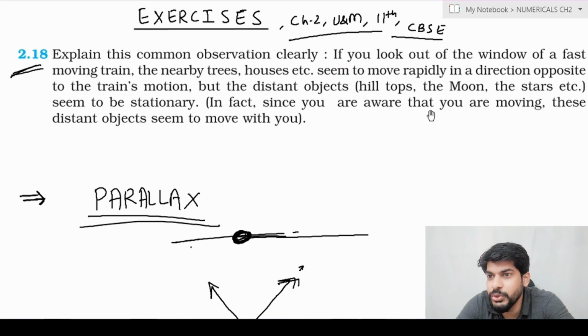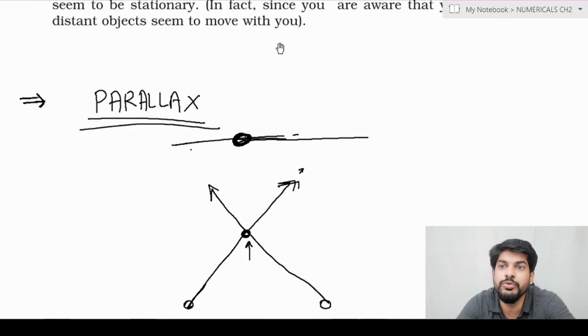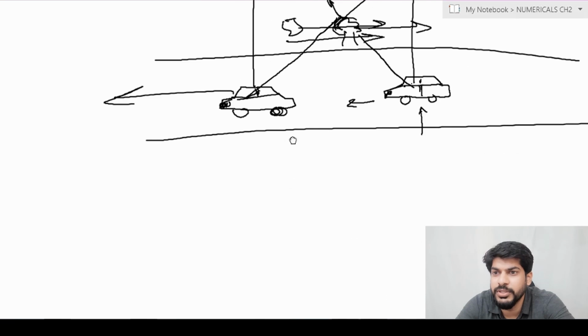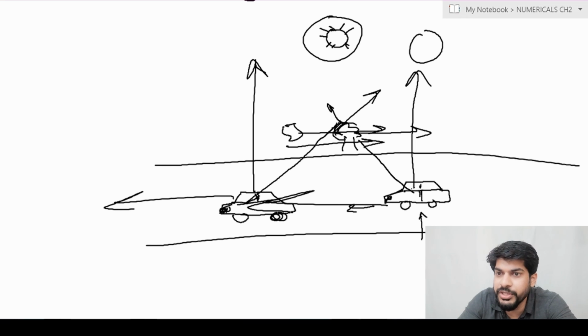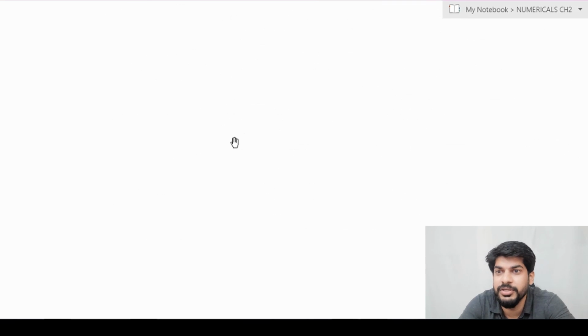Since you are aware that you are moving, these distant objects seem to move with you. That is also easy to explain. See, when you are in the car, suppose you are at this position, and the sun is over here in this direction. Even if you move in this direction, you still find that the sun is in the same direction. Just go and check.